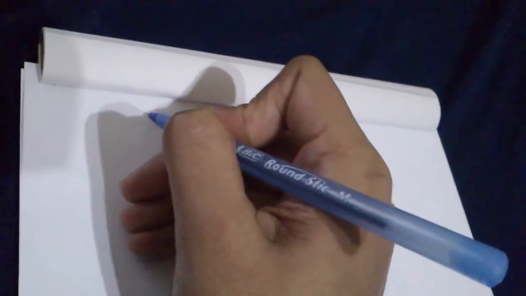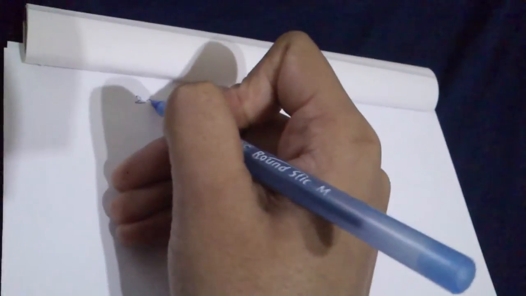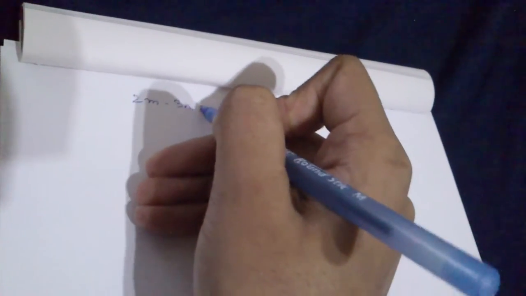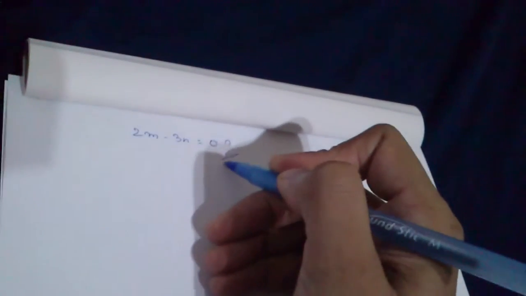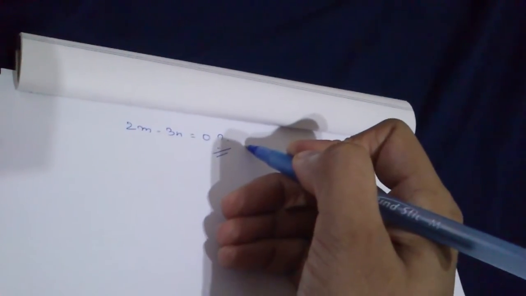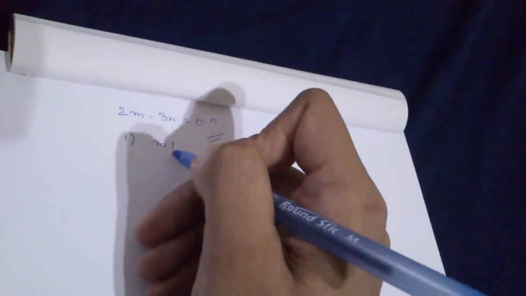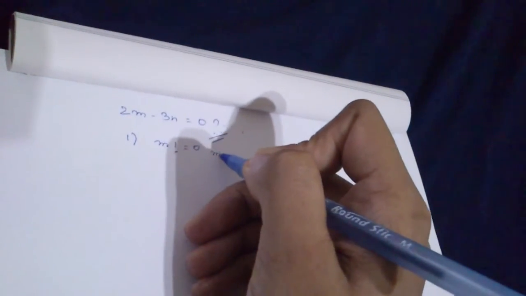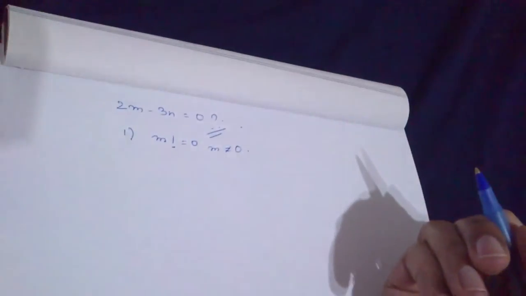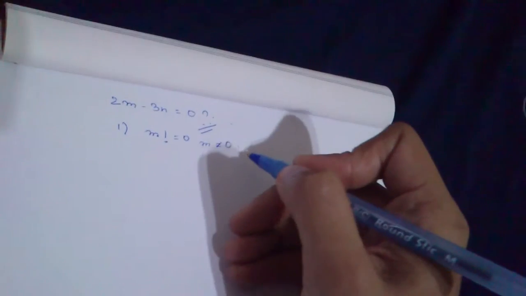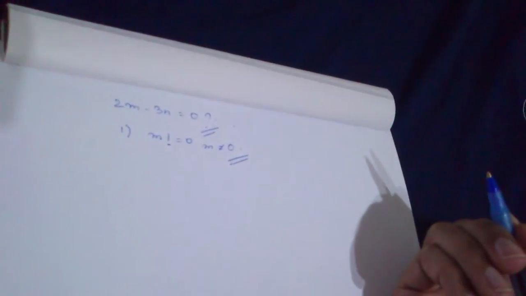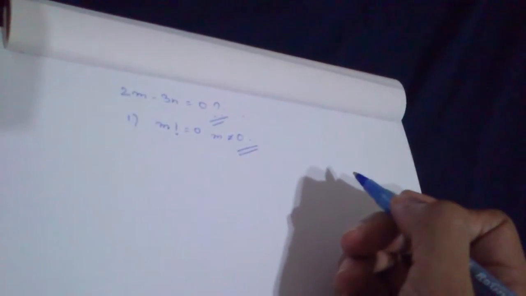Now this question is a fairly simple one. It basically asks us whether 2m minus 3n is equal to 0. We don't know this, and answering it is our aim. The first statement says m is not equal to 0. So this just gives us information about m. This gives us no information about n.